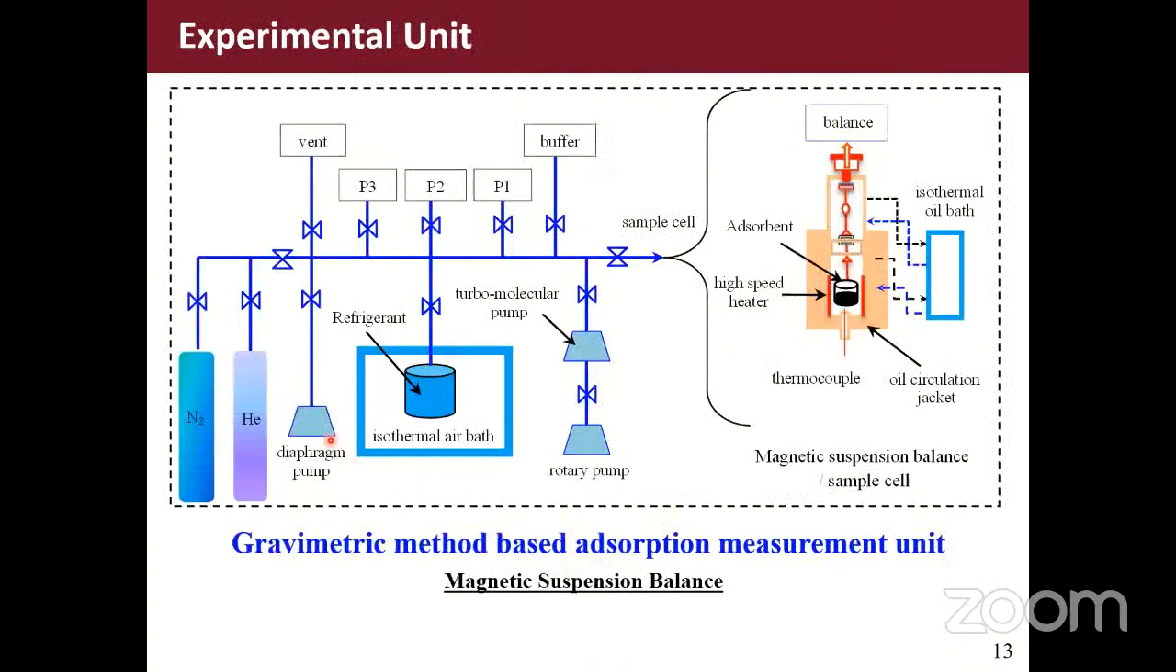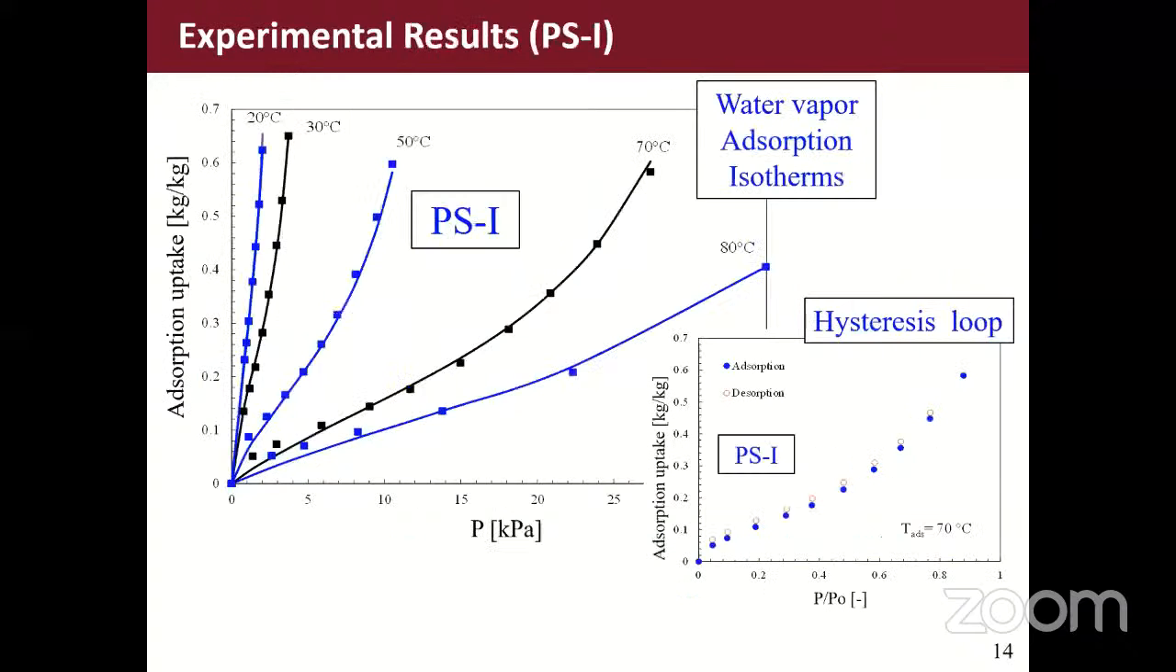We also have an experimental apparatus which can measure the absorption isotherm and kinetics. This is a thermogravimetric based absorption measurement unit, which is available at Kyushu University to test the absorption capacity of different materials. These are some results of PS1, where the y-axis is the absorption uptake and the x-axis is the relative pressure. These are absorption isotherms you could obtain, and then we usually have to do some kind of modeling.